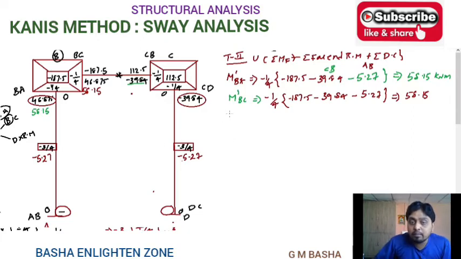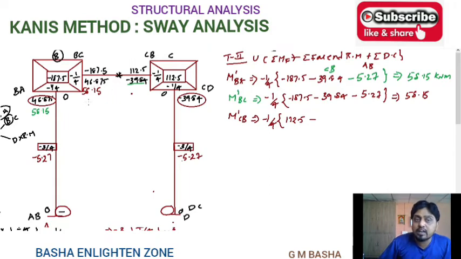Similarly, prefer M-CB. For M-CB displacement factor, I am taking minus 1 by 4, because rotation factor into its displacement factor, 112.5, minus foreign rotation moment will be, for C you can look DC and BC. So DC it will be 0. Therefore, I am taking only BC. That is next trial displacement factor. That is 58.15.